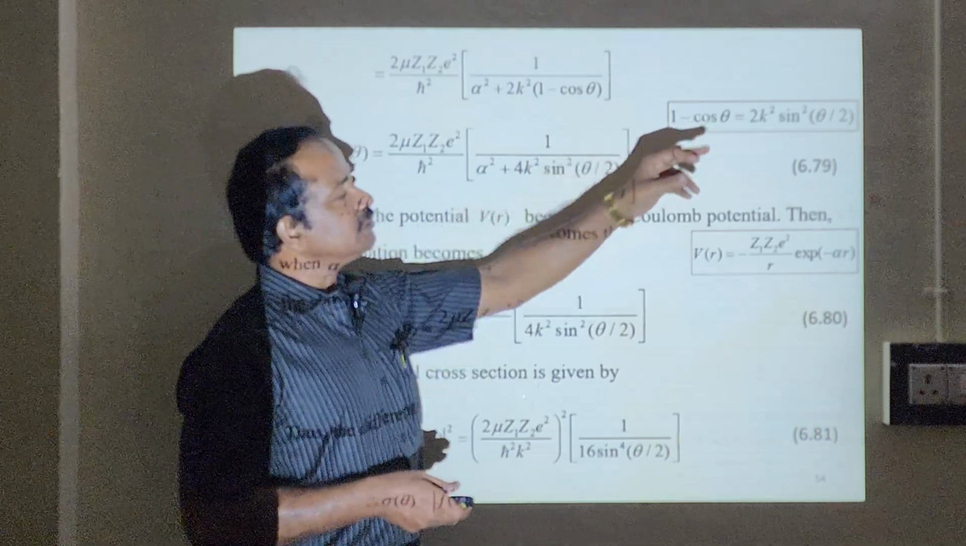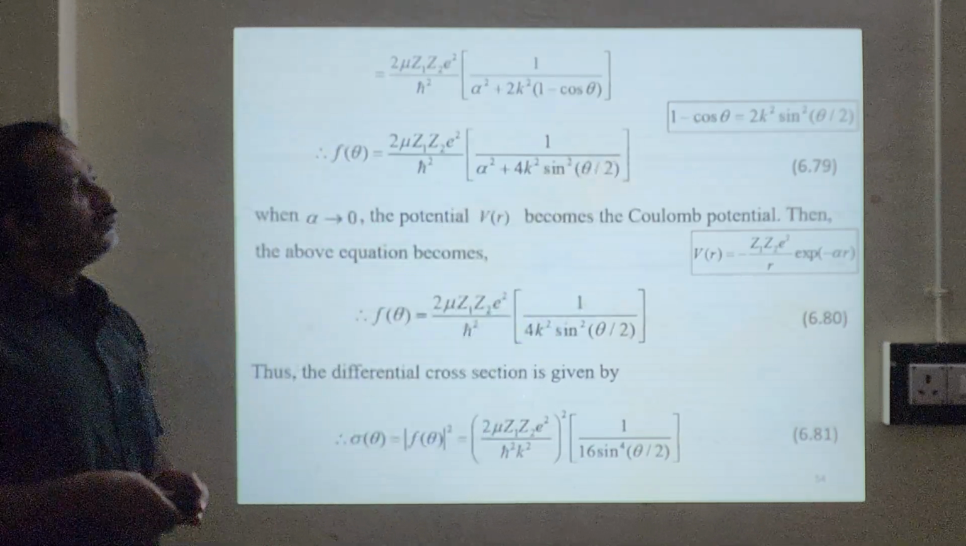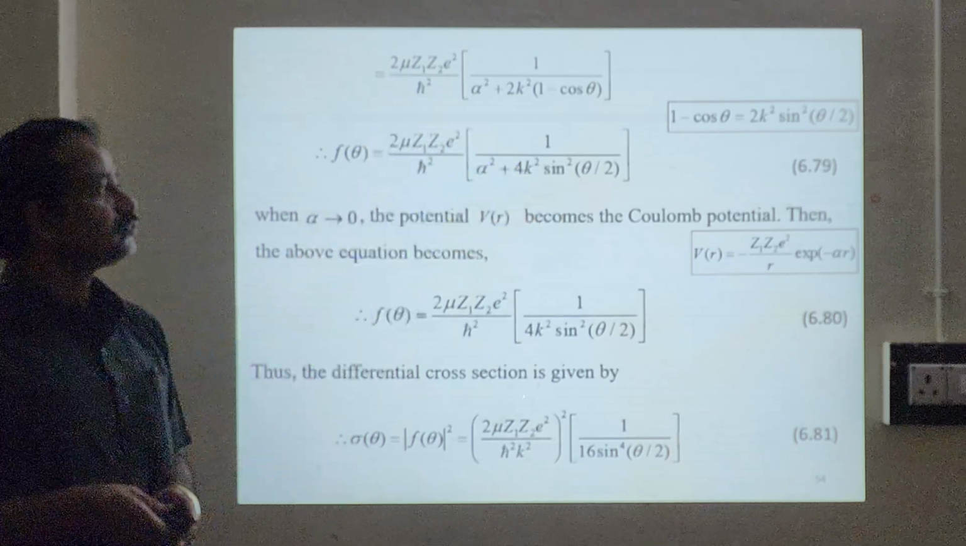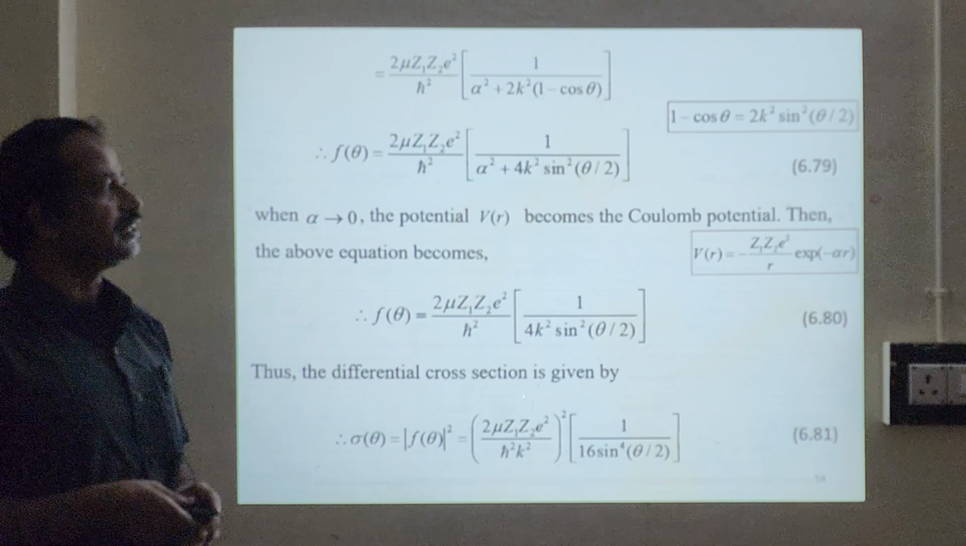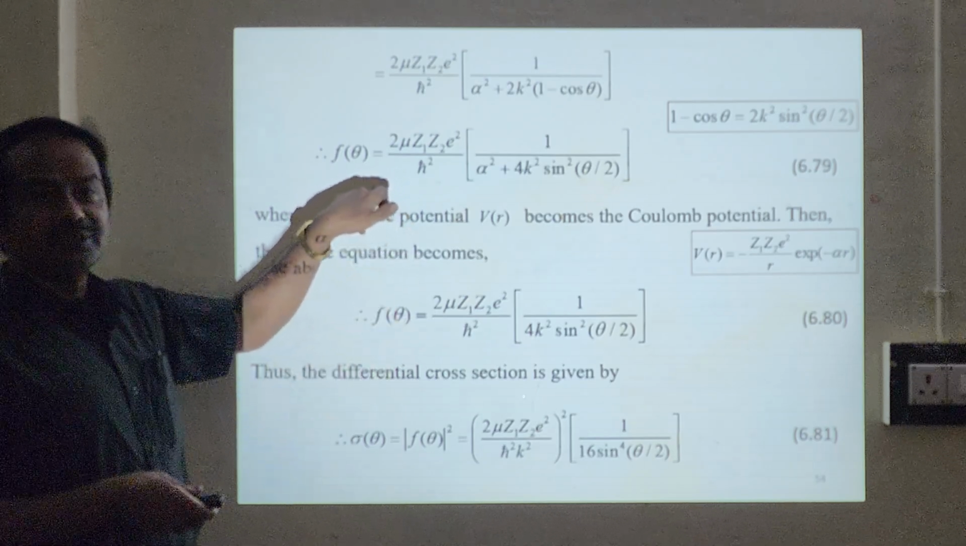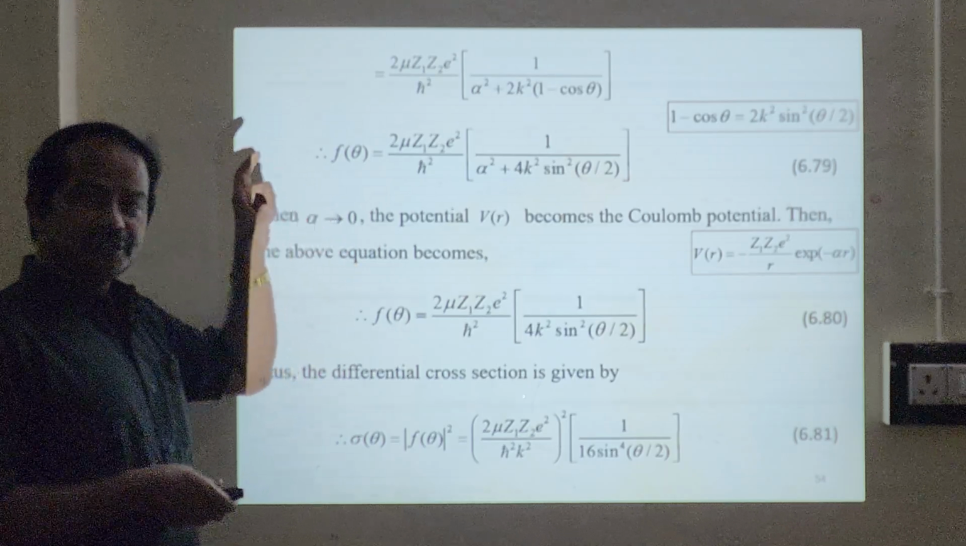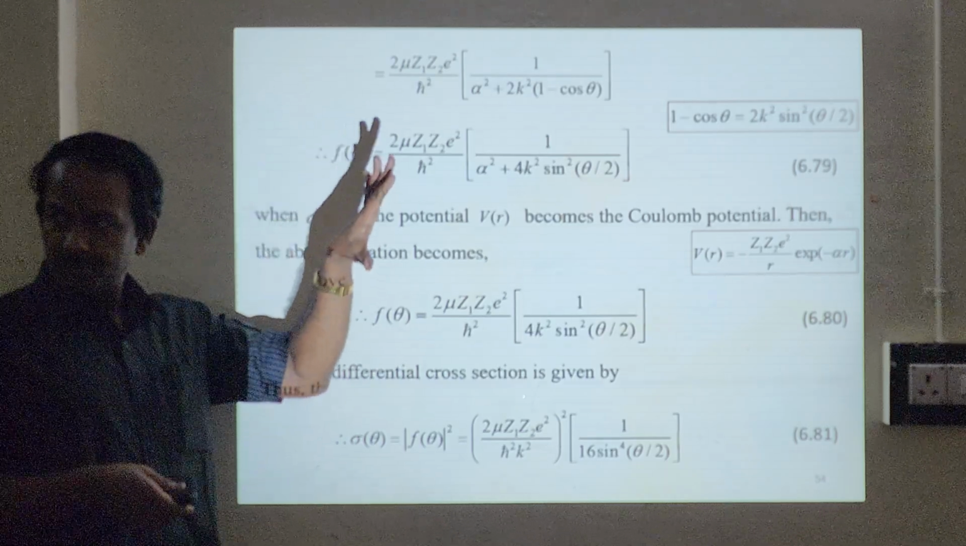We know that 1 minus cos theta is given by 2 sin squared theta by 2. You substitute here, we will have alpha squared plus 4k squared sin squared theta by 2. Okay, so this is the final expression of scattering amplitude using Coulomb potential. So we have used Coulomb potential.